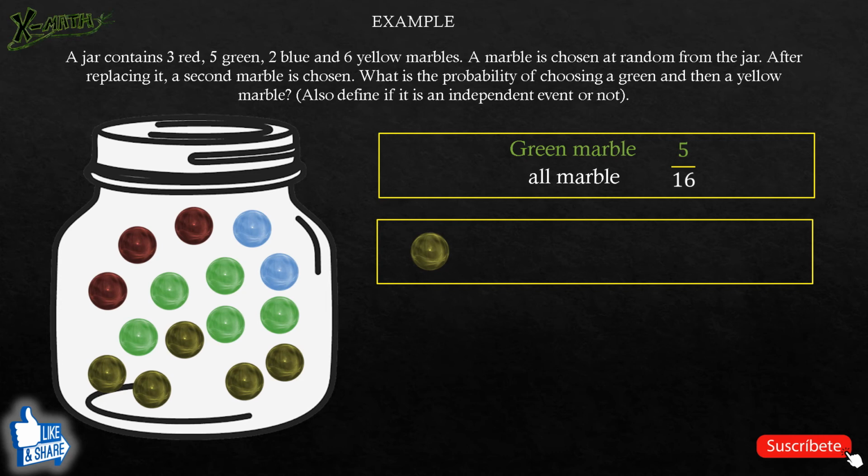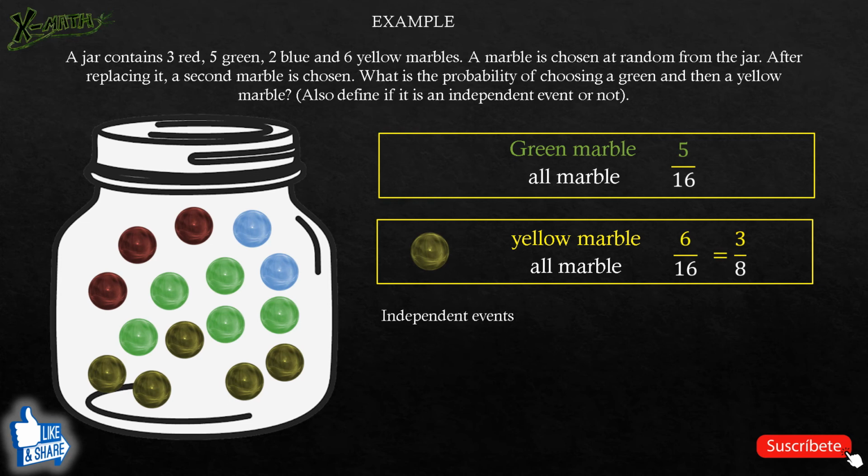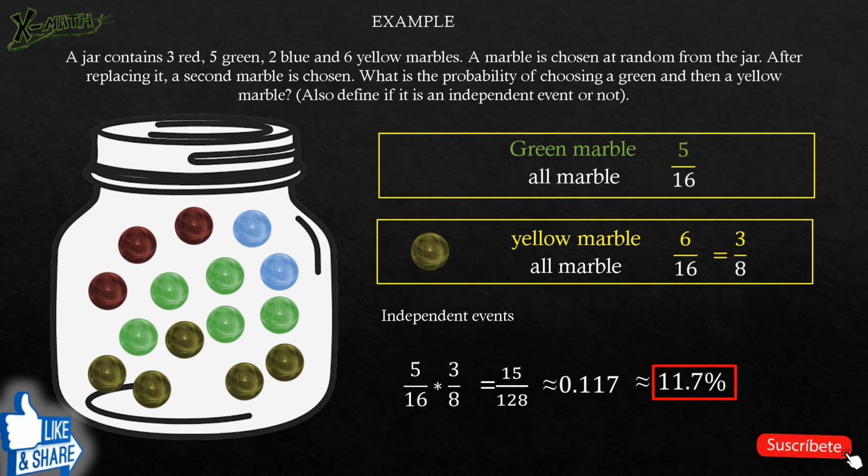How many yellow marbles do we have? 6. And how many are in total? 16. As you can see in both probabilities, the total marbles inside of the jar are 16, which means that each one of these events are independent. Don't forget that yellow marble can be simplified or reduced into 3 out of 8. Now, for us to get the final probability, we need to multiply these 2 probabilities, 5 out of 16 and 3 over 8. That gives us a total of 15 divided by 128. That can be approximately 0.117, which means 11.7%.